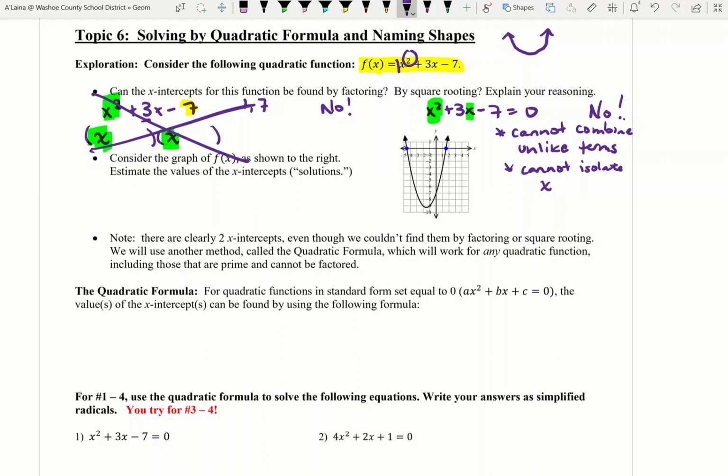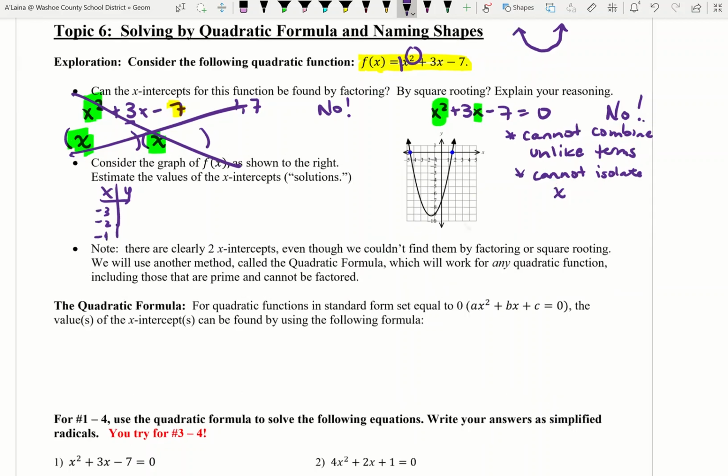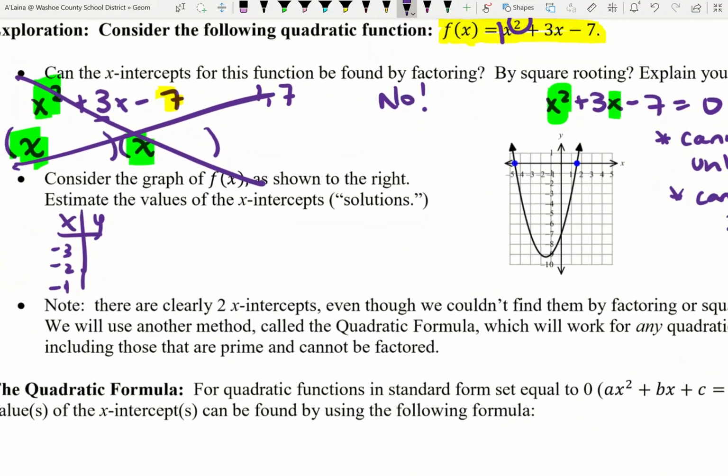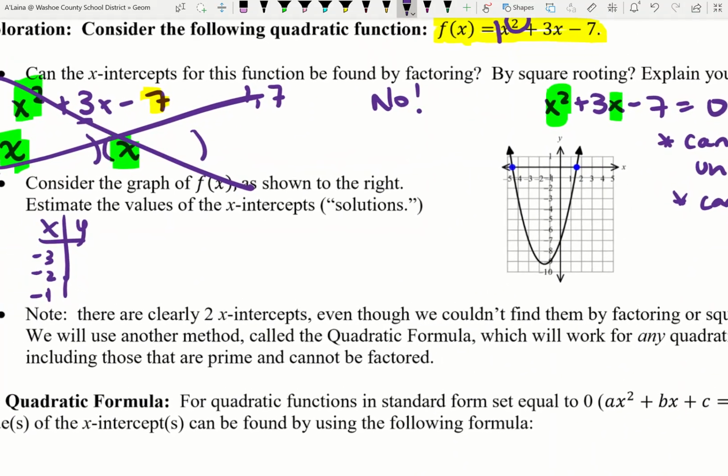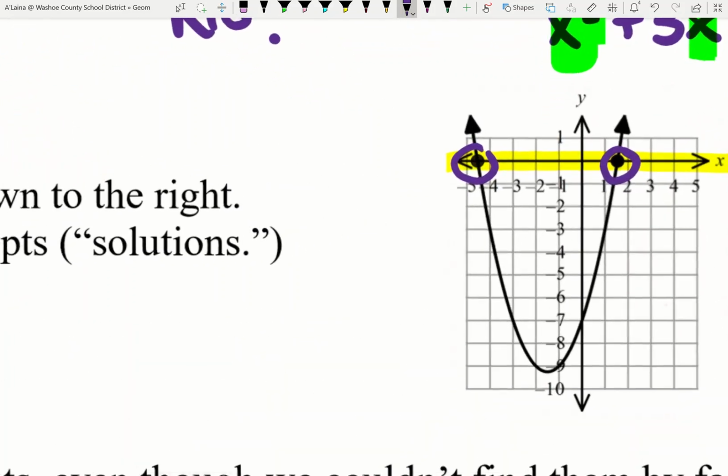Now this picture actually shows what f of x looks like if you graphed it. If we used a table of values and picked some numbers for x and found the corresponding outputs for y, and we plotted points, we would get this picture right here. And this says estimate the value of the x-intercepts. You might remember, if we consider where the x-axis is, the x-intercepts are those locations where we actually cross the x-axis. It's a little hard to tell exactly where they are.